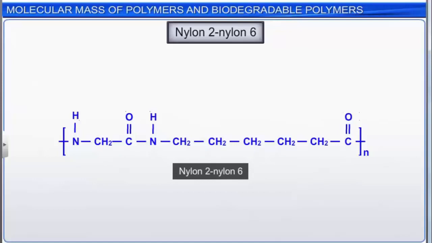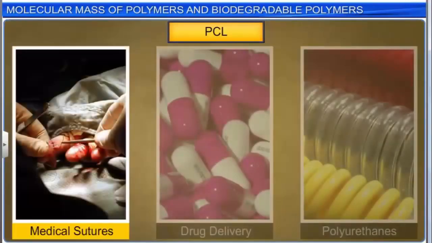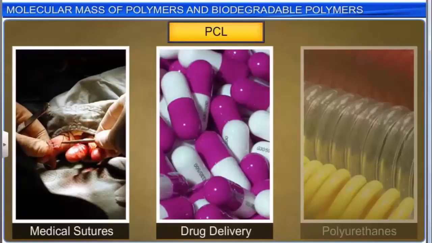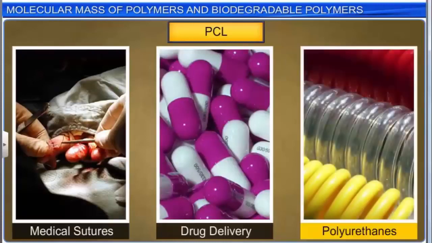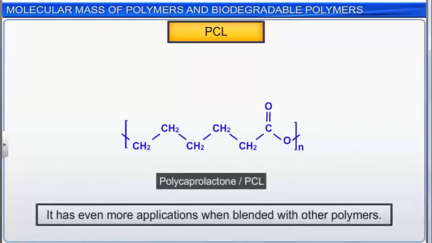biodegradable polymer. Another biodegradable polymer is polycaprolactone or PCL. PCL is used for medical sutures, drug delivery, and the manufacture of specialty polyurethanes. It has even more applications when blended with other polymers.